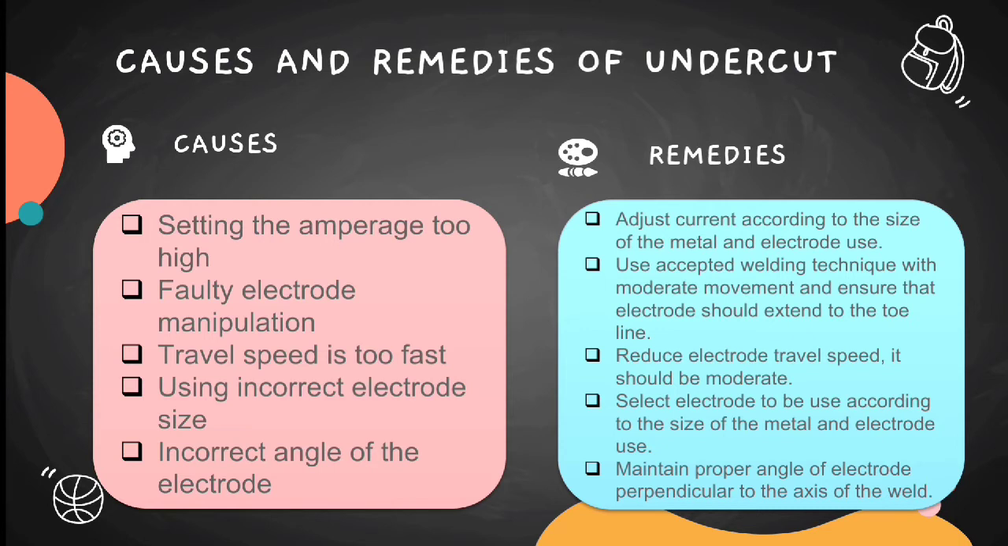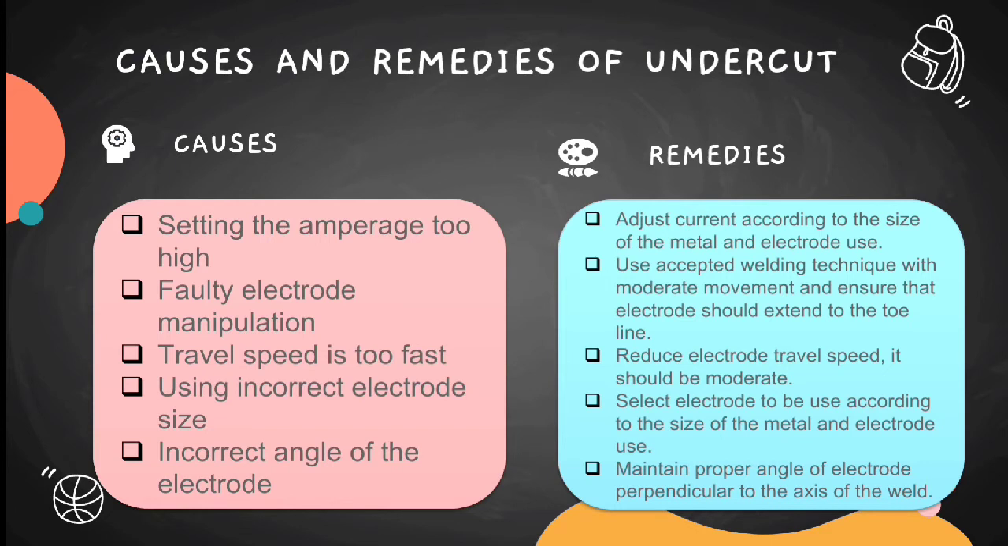To solve this defect, we should use these remedies. Number 1, adjust the current according to the size of the metal and electrode used. Number 2, use accepted welding technique with moderate movement and ensure that the electrode should extend to the toe line. Number 3, reduce electrode travel speed. It should be moderate.